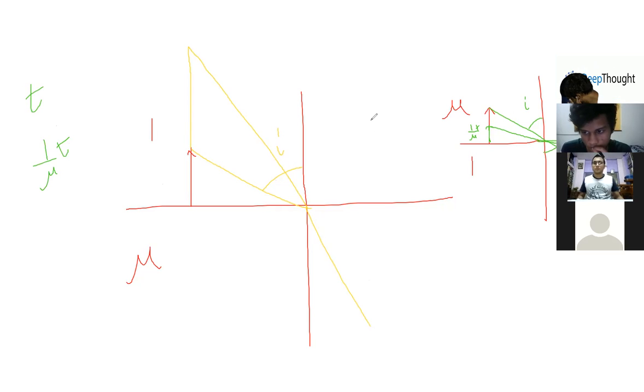Sujit, angle of incidence and angle of reflection are equal. Yeah, I know that. In case of refraction, it's not equal. Yeah, I know.